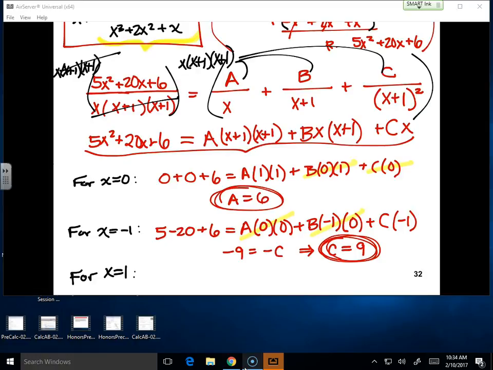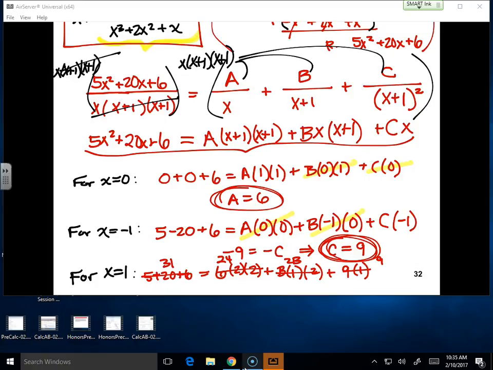So we will get 5 plus 20 plus 6 equals A. Wait, who is A? No, let's just plug it in. 1 plus 1 is 2, 1 plus 1 is 2 plus B. Who is B? I don't know. B times 1 plus 1. Plus C. Who's he? 9 times 1. All we gotta do, guys, is simplify. And over here we end up with 31. Over here we end up with 24 and 9 and 2B.